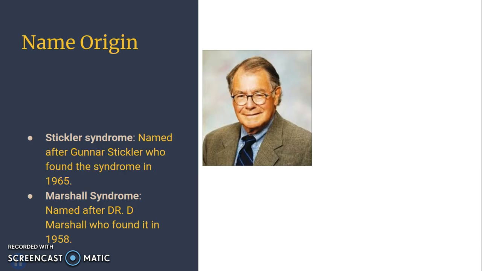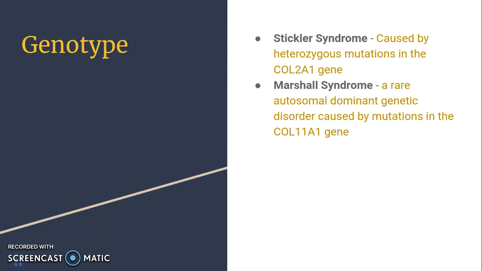The name origin. So Stickler syndrome comes from Gunnar Stickler, who found the syndrome in 1965, and there's actually a picture of him up there. And then Marshall syndrome is named after Dr. D. Marshall, who found Marshall syndrome in 1958. I couldn't find a picture of Marshall.